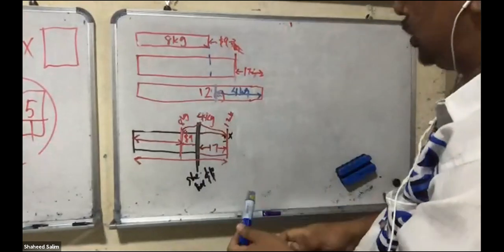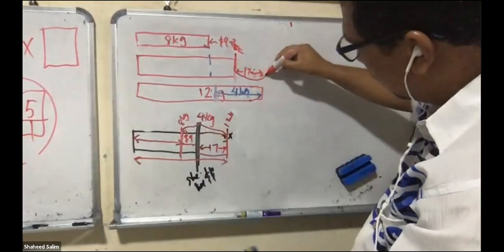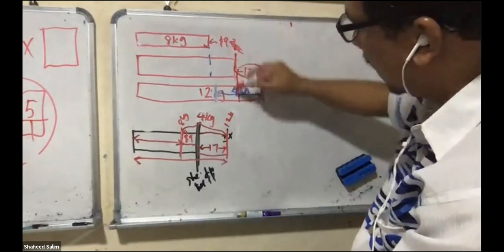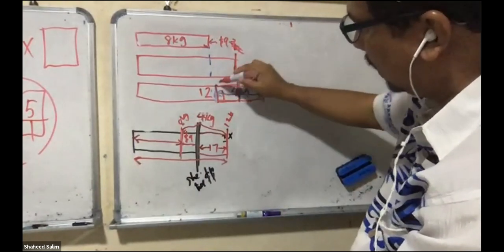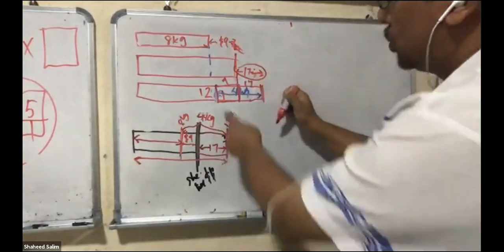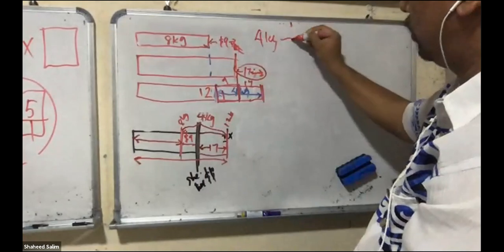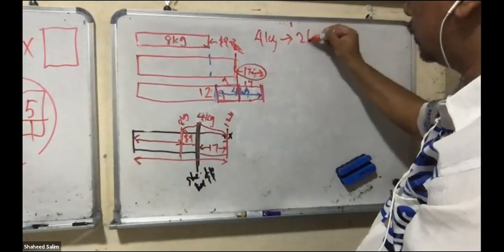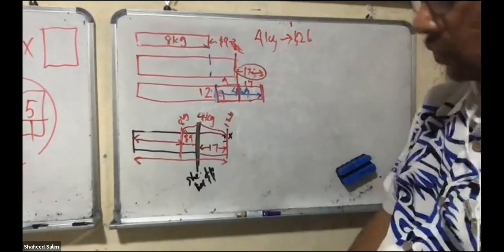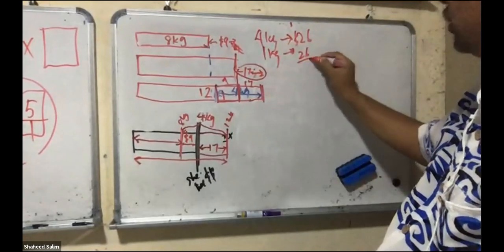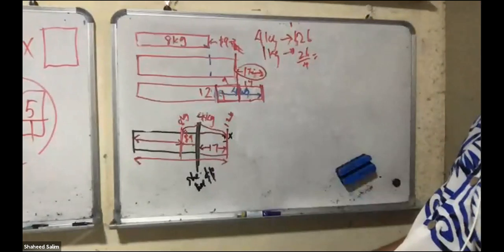What is this 4 kg equal to? This is 17 down here, and this is 9 on this side. So 9 plus 17 is 26. 26 is 4 kg. $26 for 4 kg. You can find 1 kg if you want to. You do 26 divided by 4. You can do it like that.